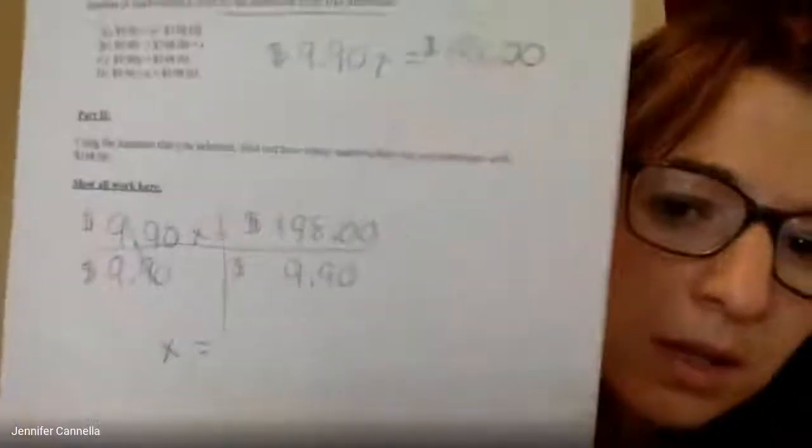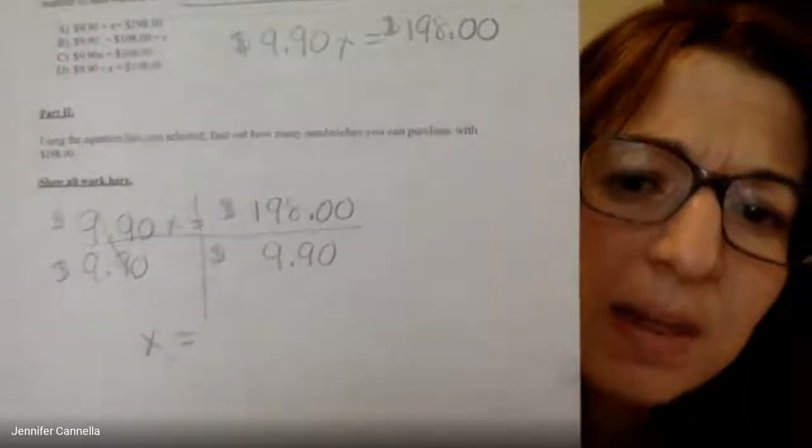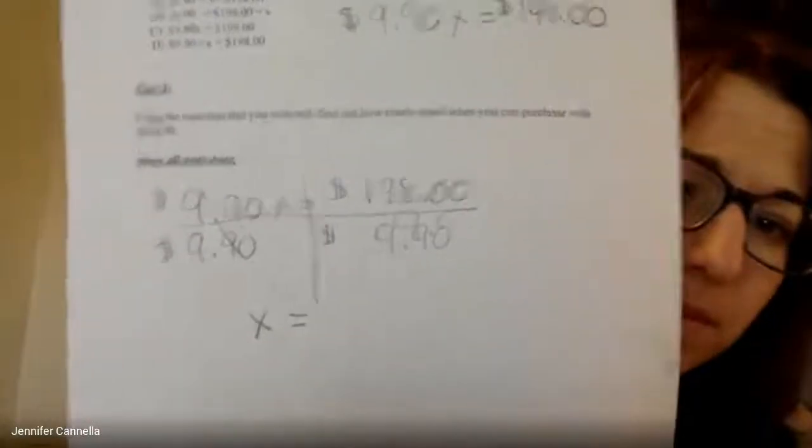Now, this one allows you to use a calculator. $198 divided by 9.90. Does anybody know what that is equal to? What the quotient? 20. 20 what?